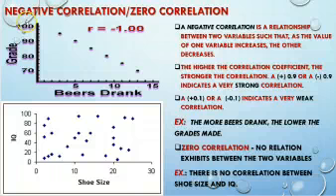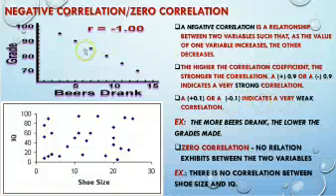A negative correlation is a relationship between two variables such that as the value of one variable increases, the other one decreases. The higher the correlation coefficient, the stronger the correlation. A positive 0.9 or a negative 0.9 indicates a very strong correlation. A positive 0.1 or a negative 0.1 indicates a very weak correlation.